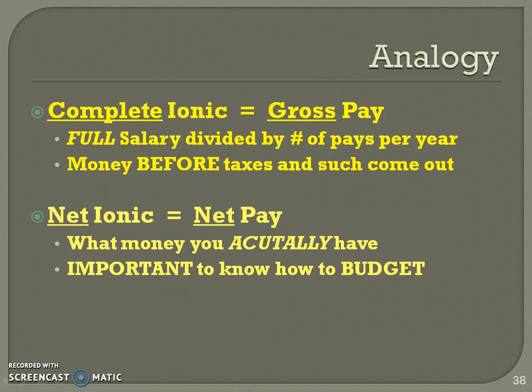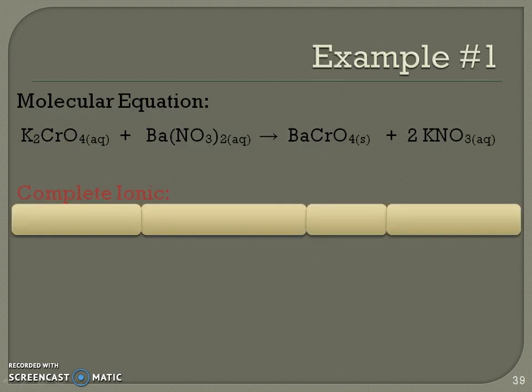So my analogy to you is the complete ionic is like your gross pay. It's your full salary, how much you get no matter what. However, your net ionic is the important one because that's the actual amount of money you have to spend and how to budget with. So let's look at this example as far as the three different kinds of reactions.